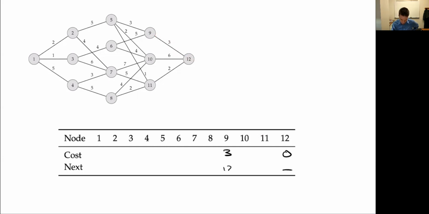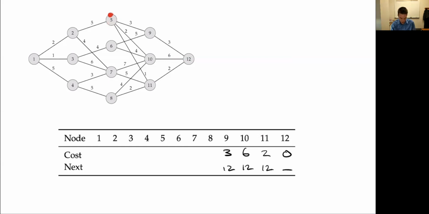So I'm just going to keep track of where I'm going next, to node 12. Similarly for 10, the best I could possibly do is 6. I mean, that's the only thing I can do. So the best I can do is 6, and that takes me to node 12. And for 11, the best I can do is 2. That takes me to node 12. Okay, so those aren't super interesting, but let's do a more interesting one now.